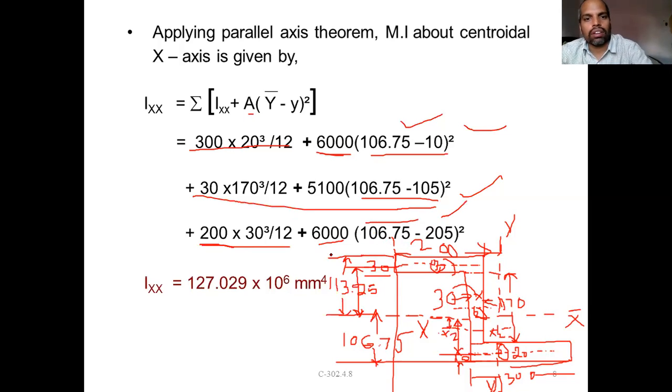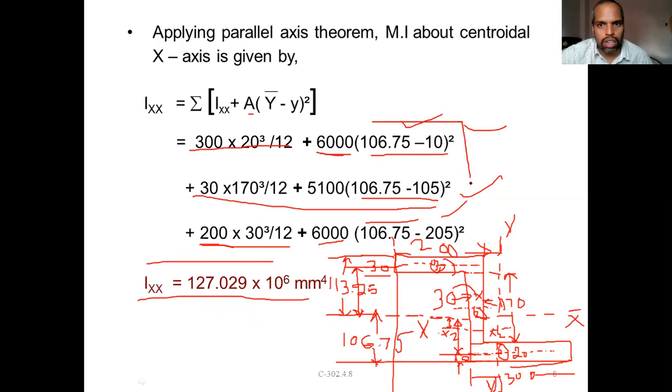So now use your calculator, calculate all these things and find the Ixx value, the moment of inertia about the x-axis. Like this you have to calculate the moment of inertia about the x-axis. So it is 127.029 into 10 to the power 6. But you have to be very careful about these values. If you make a small mistake in this, there is a possibility that the entire answer may go wrong. So you have to be very careful in calculating these values.